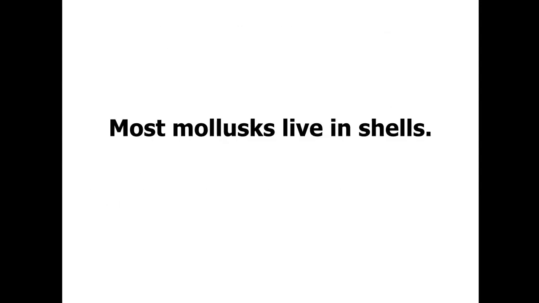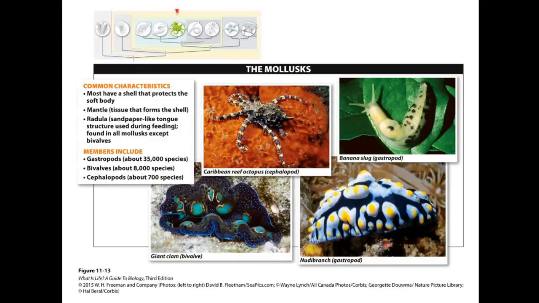Mollusks. So most mollusks are going to live in shells. These belong to the phylum Mollusca. They have a defined tissue. They are bilaterally symmetrical. They're protostomes, and they grow by adding to their tissue. They're going to consist of 5 main components. They have a visceral mass, they have a shell, they have a mantle, they have a foot, and they have a radula.